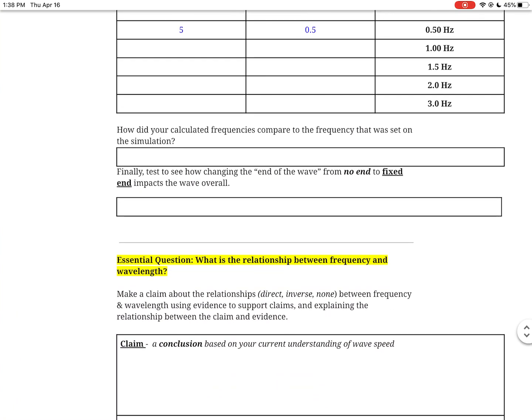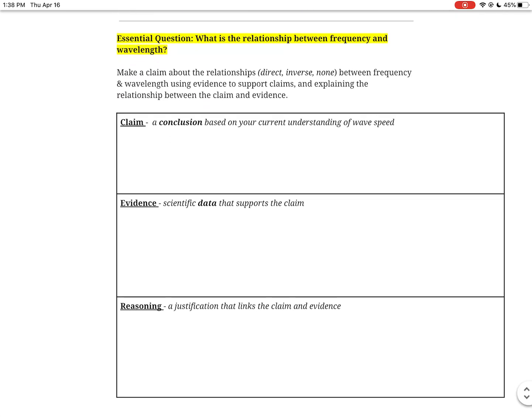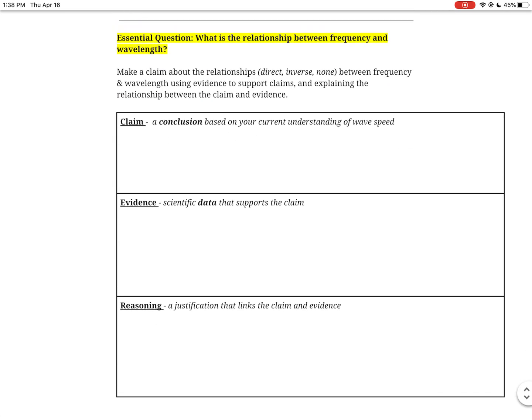Again, you're going to have some questions that go with that. Then your last bit here is a question: what's the relationship between frequency and wavelength? This is more or less the same question that you had after your first data table, but this time you're structuring it in the format of a CER. So your claim answers that question. What is the relationship between frequency and wavelength?